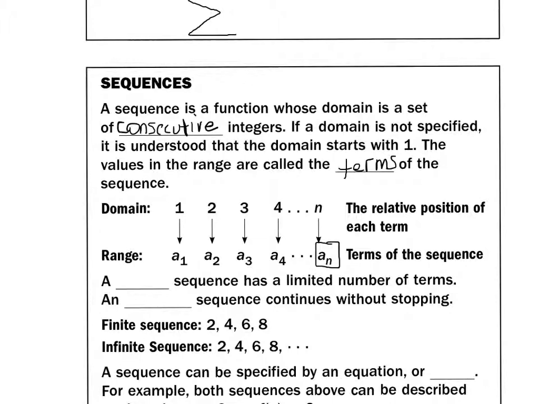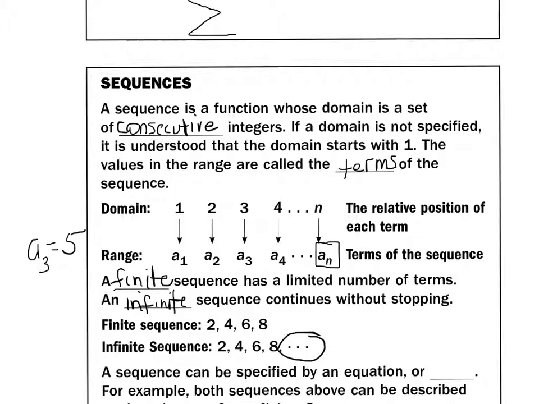So if we're looking for the third odd number, we'd say A, the third position is 1, 3, 5. Okay. And a finite sequence has a limited number of terms, stops. An infinite sequence continues going on forever, and we use these 3 dots to show that.